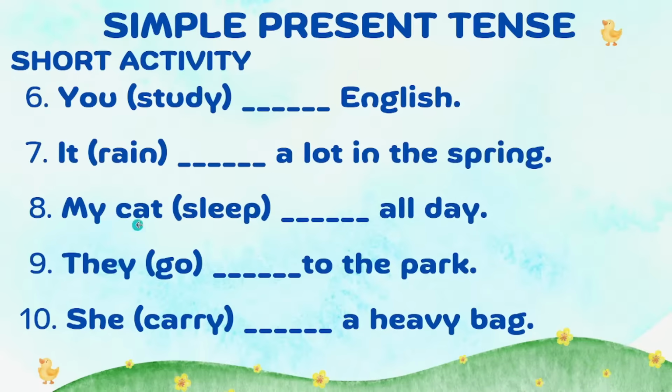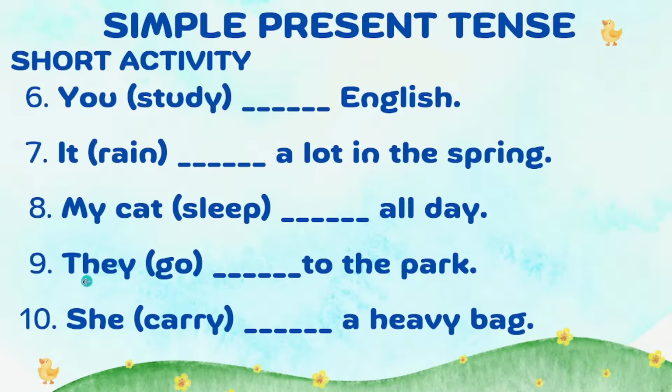So, my cat. What's the correct answer here? My cat sleeps, with s, all day. Just the same as it rains a lot in the spring, because the pronoun for cat is it. Okay? My cat sleeps all day.